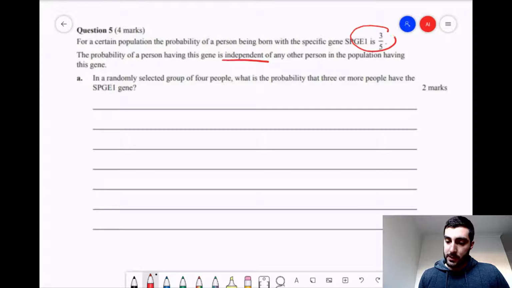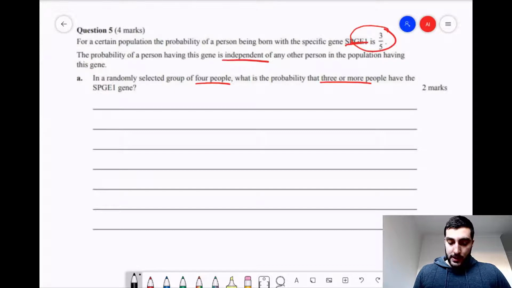I've obviously got this figure as well, which is important to do with this SPGE1. It doesn't really matter what that's called, but some specific gene. They can call it whatever they want. So we've got probability, and we know these probabilities are independent. So part A reads, in a randomly selected group of 4 people, what is the probability that 3 or more people have this specific gene?